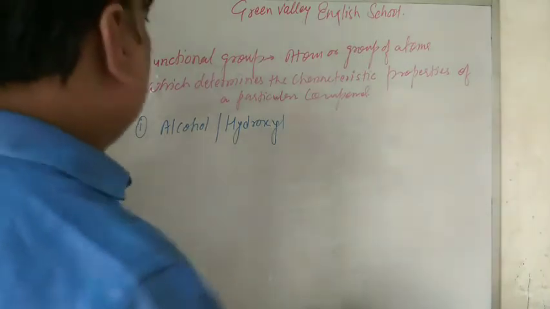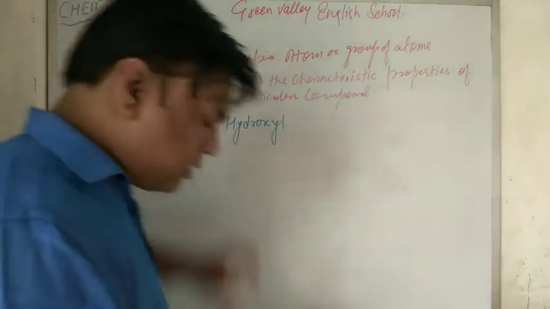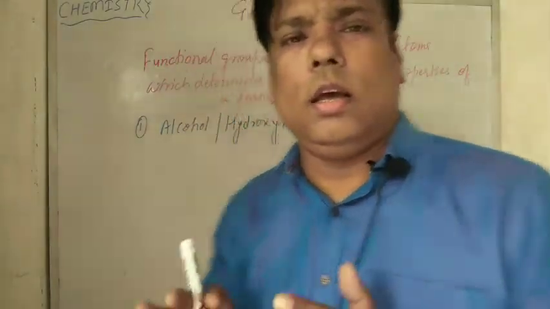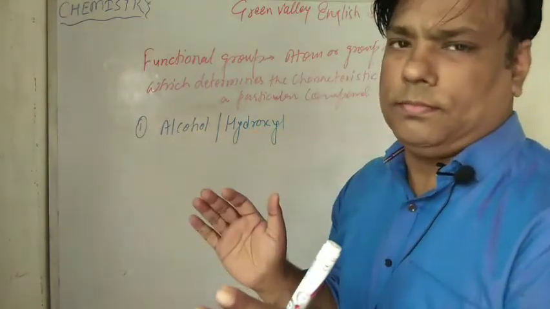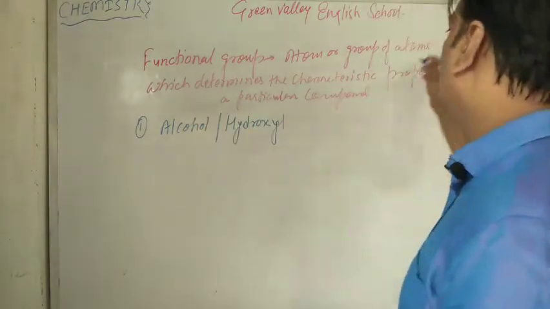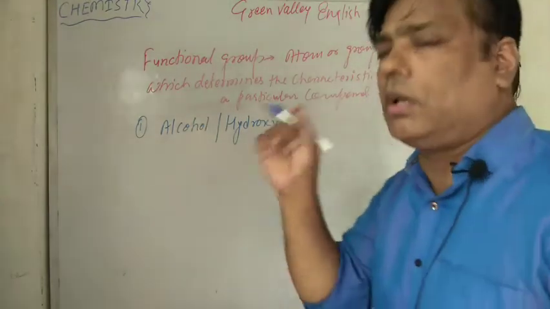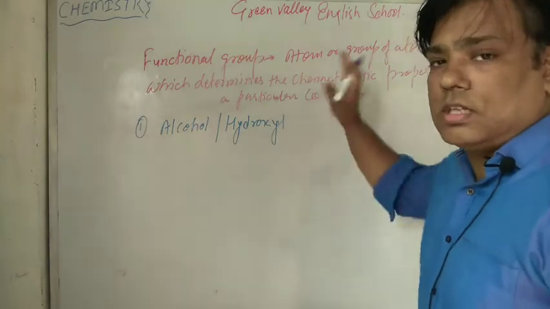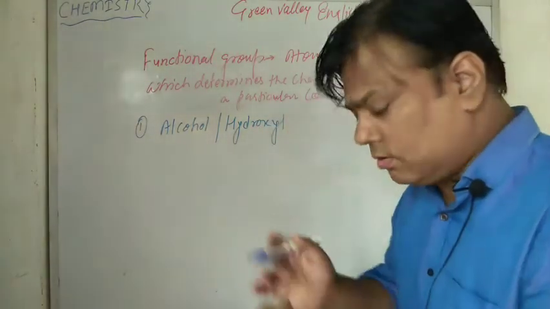Now let's start our topic, functional group. What is a functional group? A functional group may be an atom or a group of atoms which determines the characteristic property of that particular compound. So a functional group is such a type of group which determines the characteristic property of that compound.